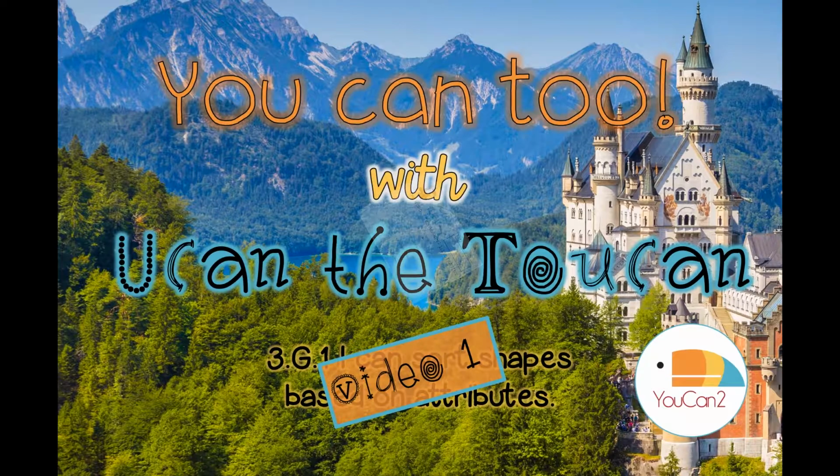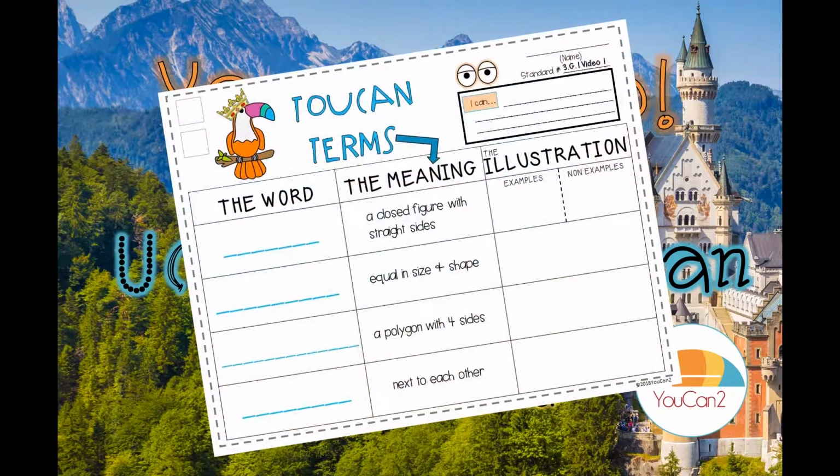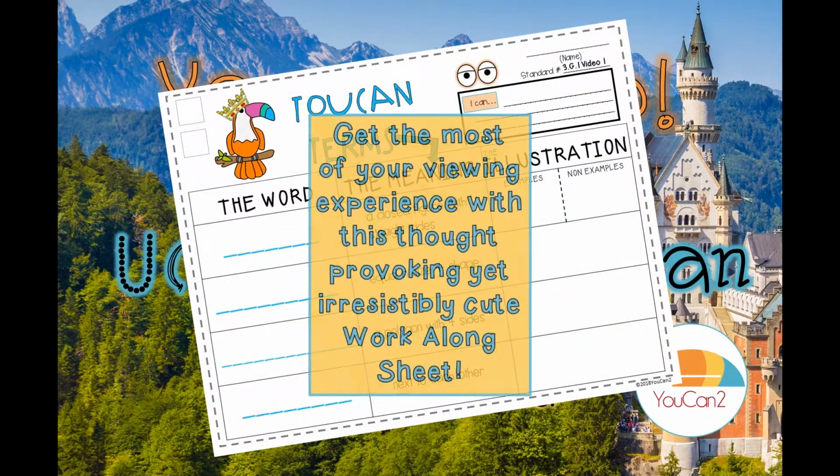Yukan, I never knew that you were the ruler of Geometry Land. You're a busy guy.